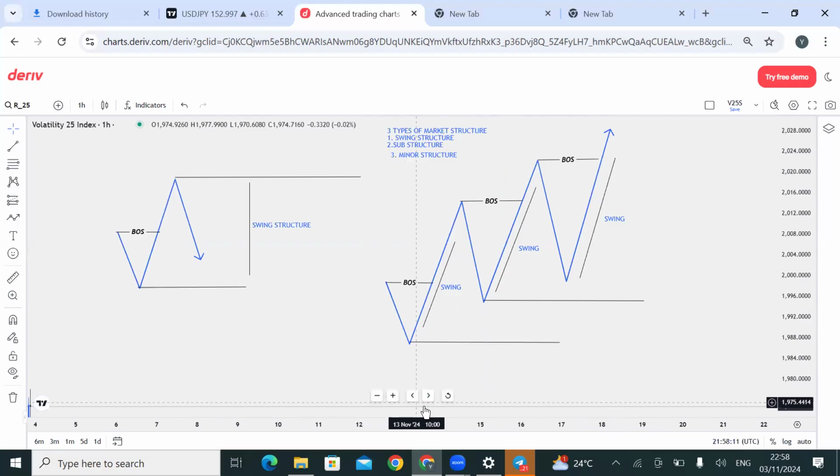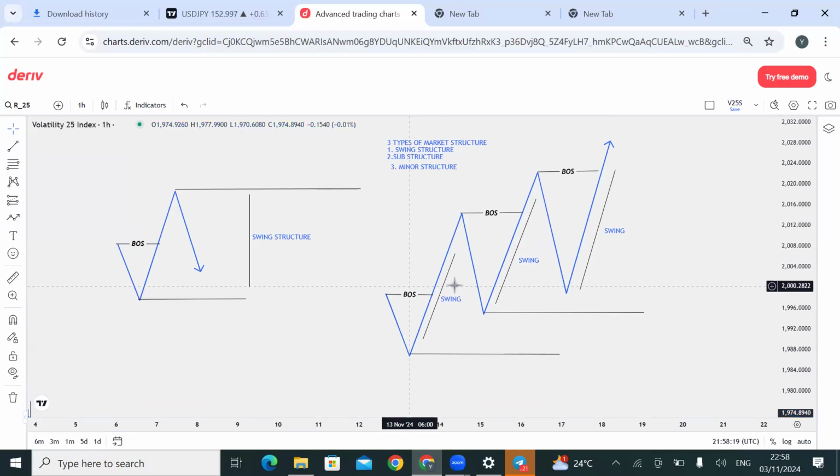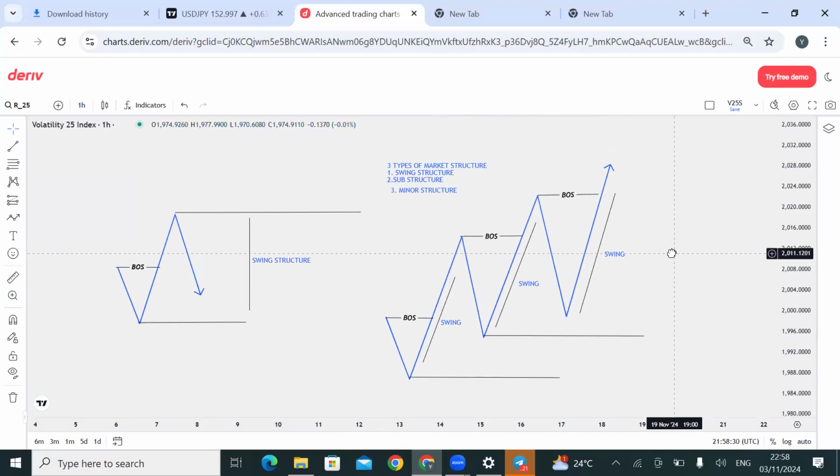And you should note that, even if you forget anything you're doing, always focus on your swing structure. Price is going to break structure, come back, tap from the swing here before buying. You understand? That's simply the swing market structure.